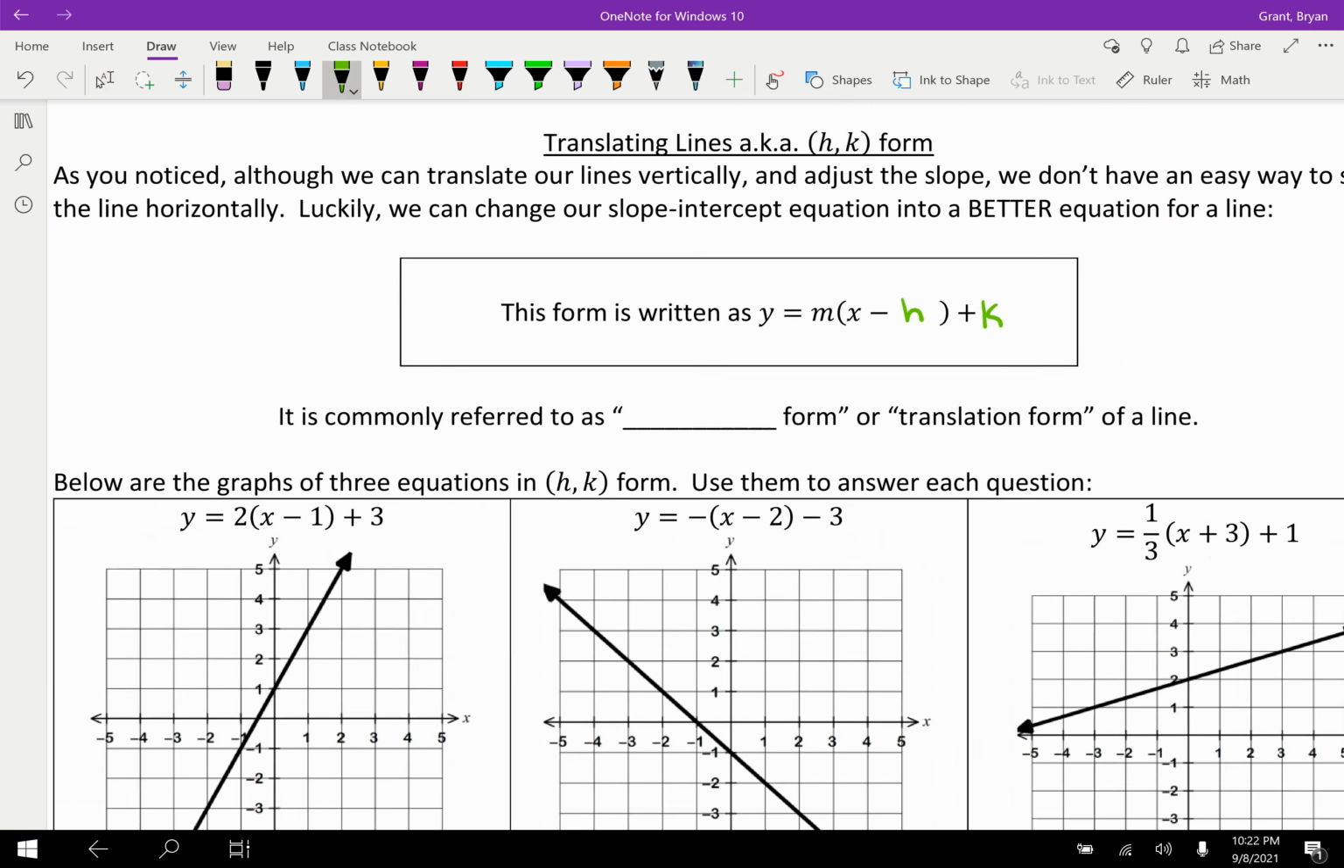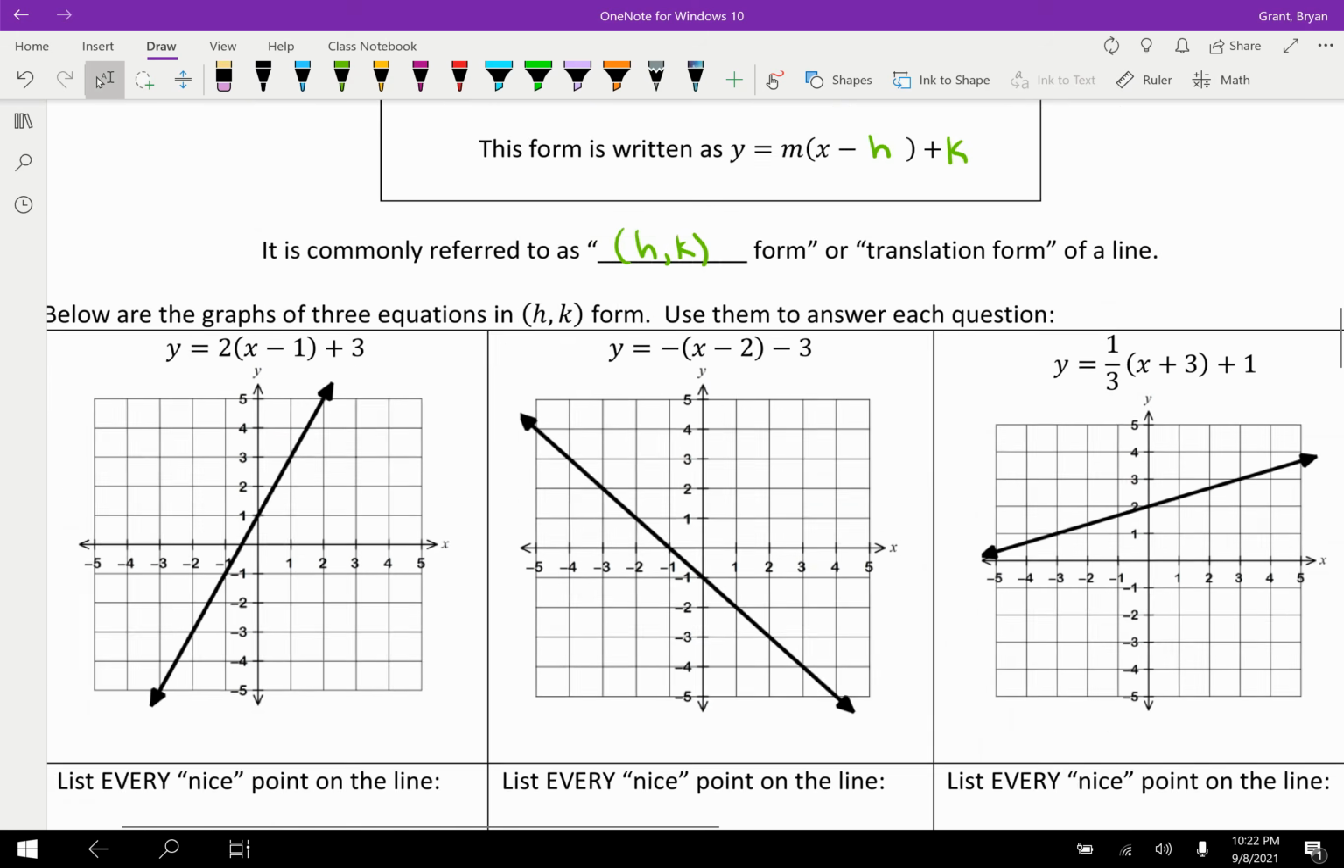This is a form of a line that you should probably memorize. We use it all the way up through calculus and beyond. We, at least this year, will give it to you on your test, but hopefully you'll memorize this. I think it'll make your life easier. This form is commonly referred to as HK form, not a surprise because it has the letters H and K in it, or sometimes translation form. So let's see what we can do.